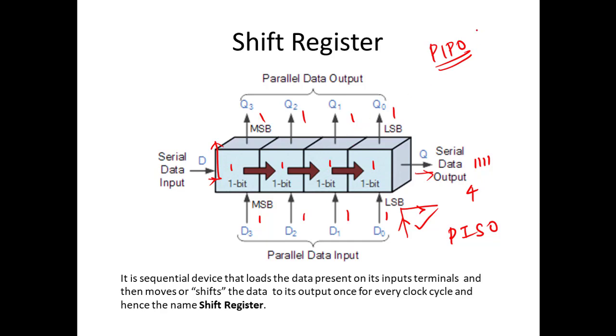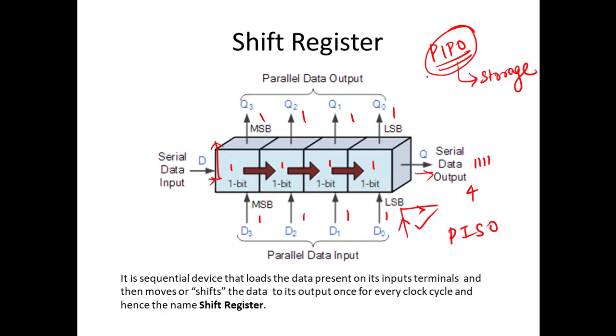This parallel input, parallel output shift register is otherwise said to be a storage register. For the rest of the 3 registers, you will be shifting the data. Only in case of PIPO, namely parallel input and parallel output, you will be storing the data. You are not going to shift; whatever input you give, the same output you get here without any shift.